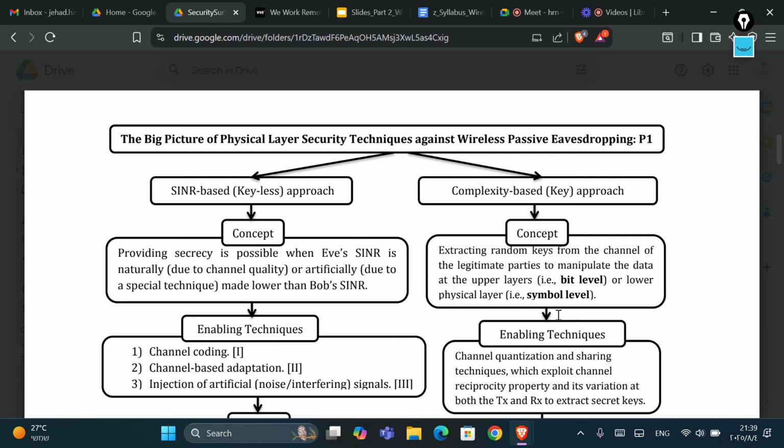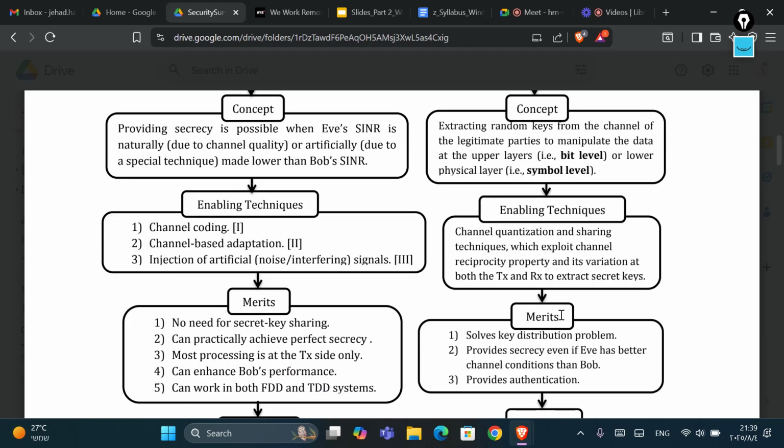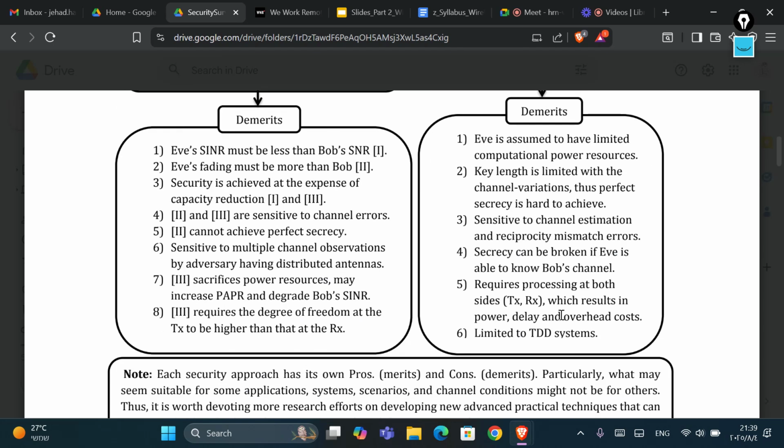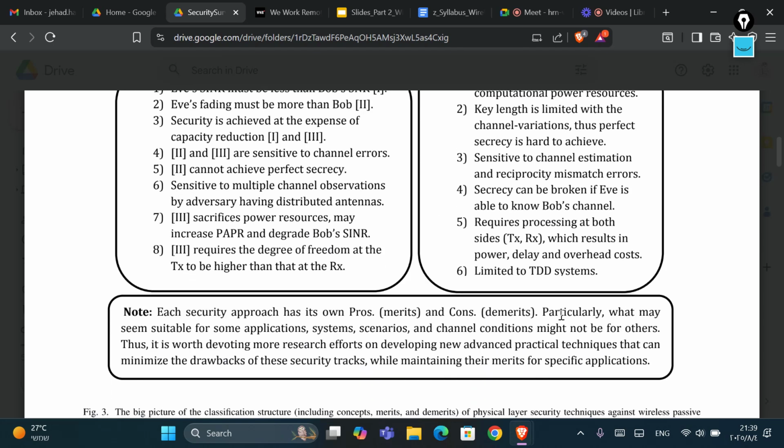In today's lecture, we are going to classify physical layer security techniques into two main categories and then deep dive into the concept of each one of them, the main idea, then discuss the enabling technologies in each category, then state the key merits and advantages of each category, and then discuss the demerits, and then provide some notes, remarks, and lessons related to each one of these categories.